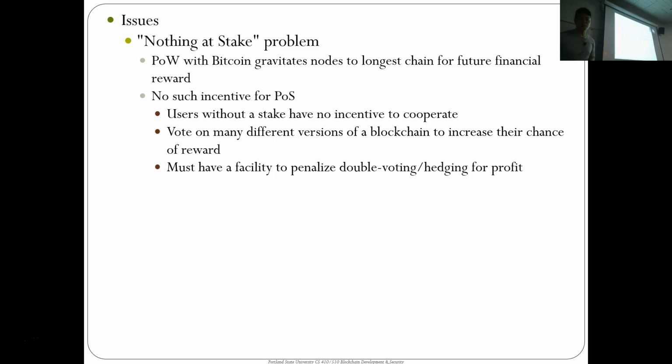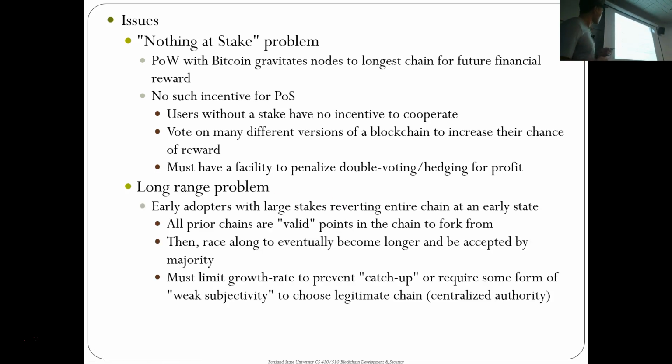So there are some issues with proof of stake. The first issue is nothing at stake. This is a problem where there's no incentive in the proof of stake system to behave properly. So if users don't have a stake in the network, then they can vote on everything being valid to increase their chances of a reward. And so you need some way of penalizing participants for either double voting or hedging for a profit.